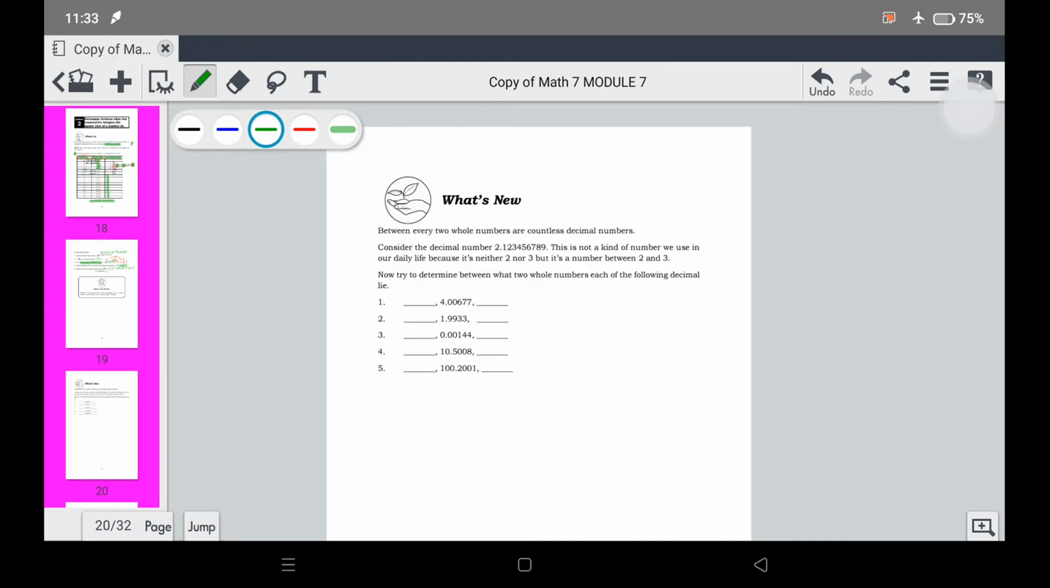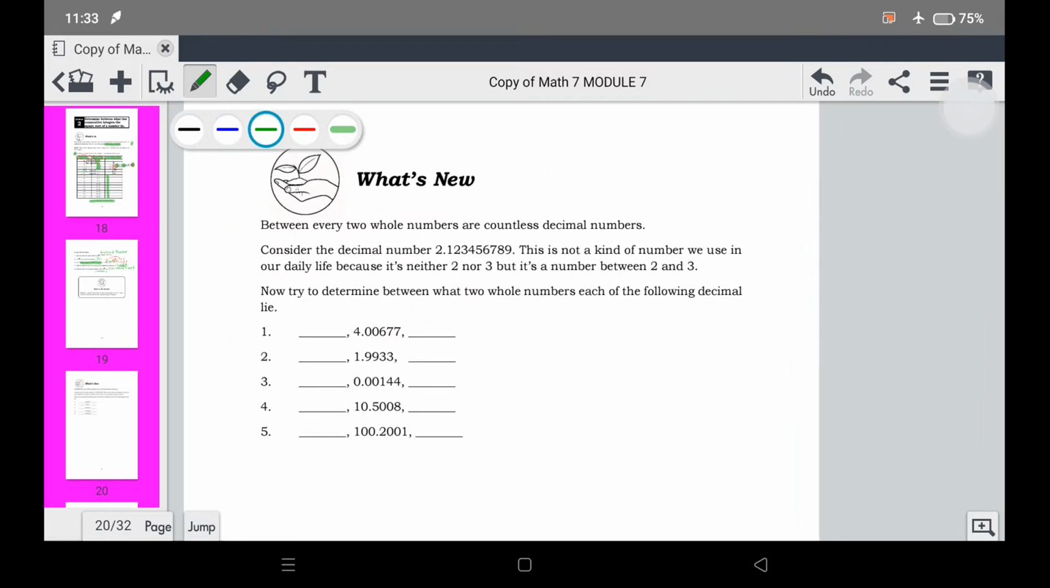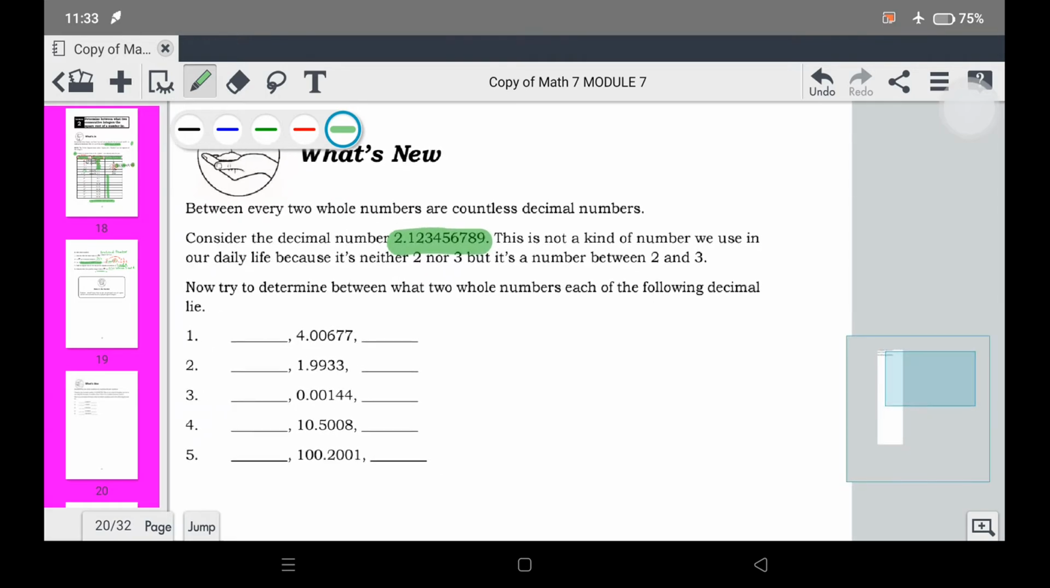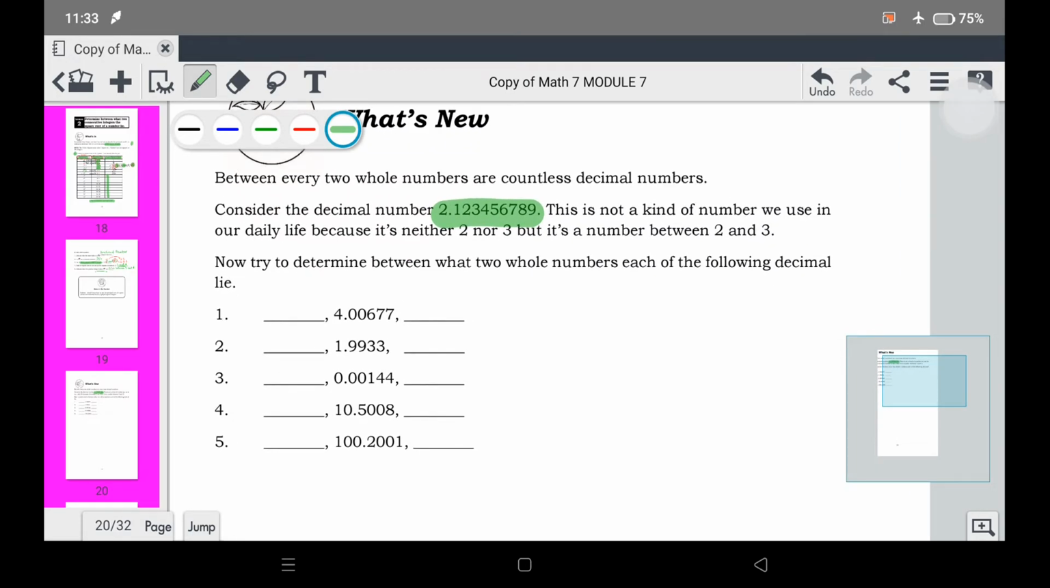Next, let's proceed to the next page. So what's new? Between every two whole numbers are counted as decimals. Consider this decimal. This is not a kind of decimal we use in our daily life, because it's neither 2 nor 3, but it's a number between 2 and 3. Now try to determine between what two whole numbers each of the following decimals lie.